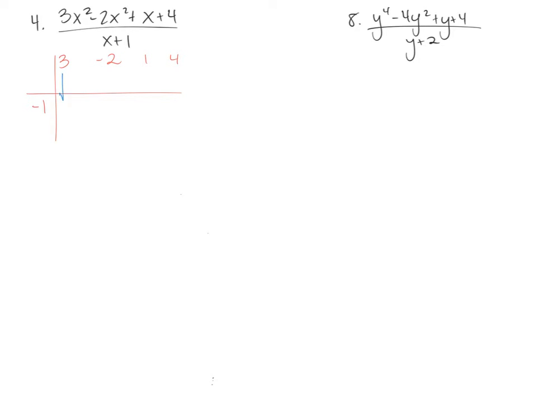First step, bring down 3. Negative 1 times 3 is negative 3. Negative 2 minus 3 is going to be negative 5. Negative 1 times negative 5 is 5. So 1 plus 5 is going to be 6. Negative 1 times 6 is negative 6. 4 minus 6 is negative 2. So 3x cubed minus 2x squared plus x plus 4 divided by x plus 1 is equal to 3x squared minus 5x plus 6 minus 2 over x plus 1. This should be a cubed.